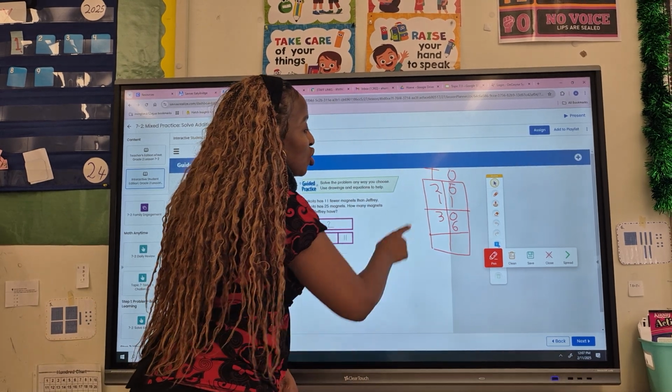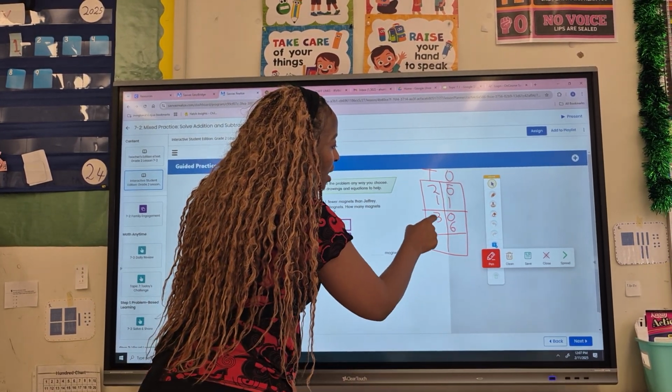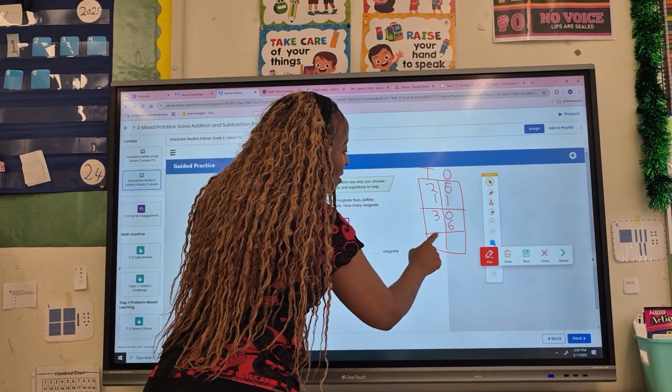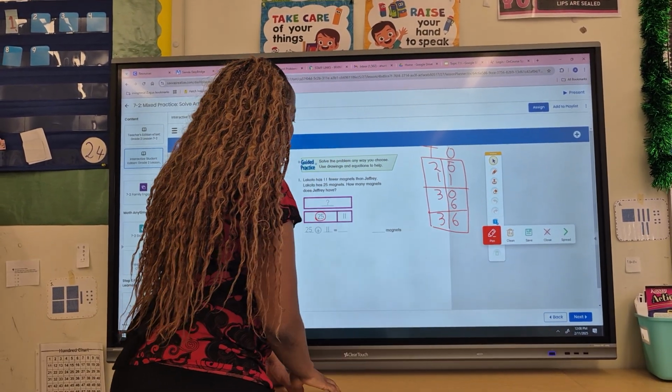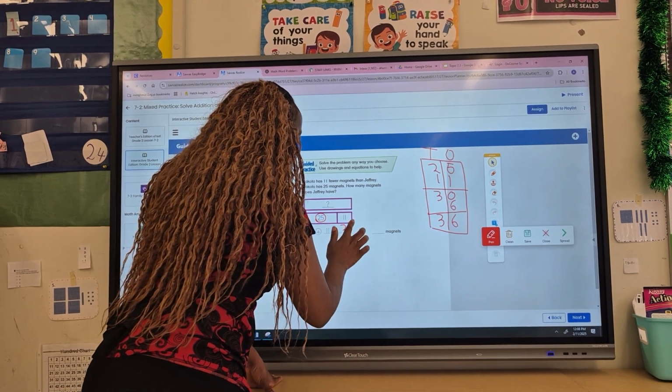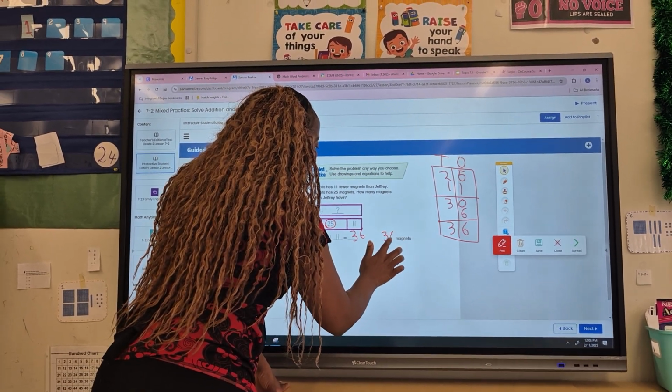The next thing I'm going to do is add. 3 plus 0 is 3. 0 plus 6 is 6. So the answer is 36. 36 magnets.